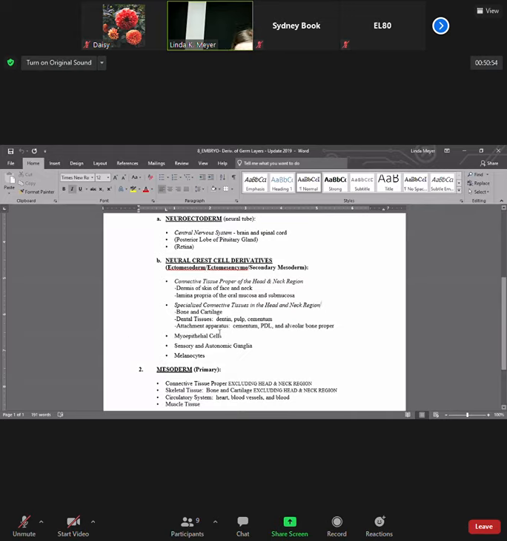And then the attachment apparatus, there we have bone again, and the PDL and the cementum. But in the rest of the body, excluding the head and neck, all of our connective tissue and specialized connective tissues, including our skeletal system, come from the primary mesoderm.